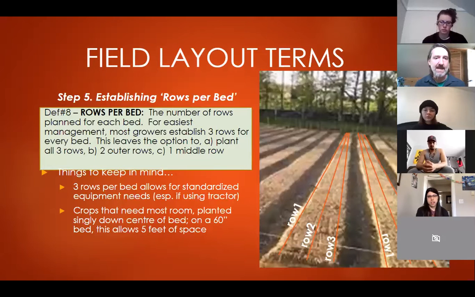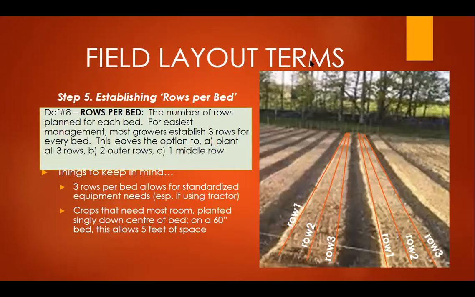Okay, next, definition number 8, we're going to talk about rows per bed. So each bed has the ability to have up to 3 rows in that bed. It doesn't necessarily mean that we will be planting all 3 rows in that bed, but it does mean that each bed has the ability of having up to 3 rows per bed.